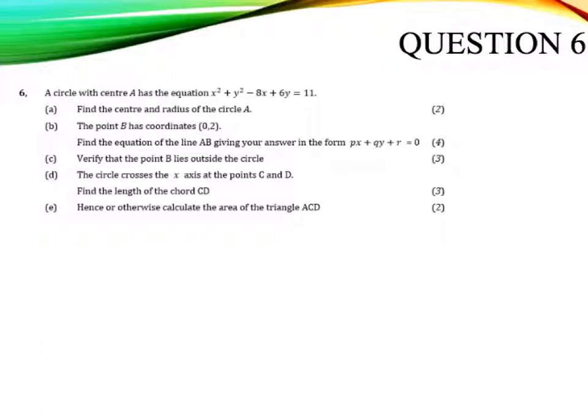Okay, so question 6 is a big question. It's all about circles. It says, a circle with centre A has an equation x squared plus y squared minus 8x plus 6y equals 11. Part A, find the centre and radius of the circle A.